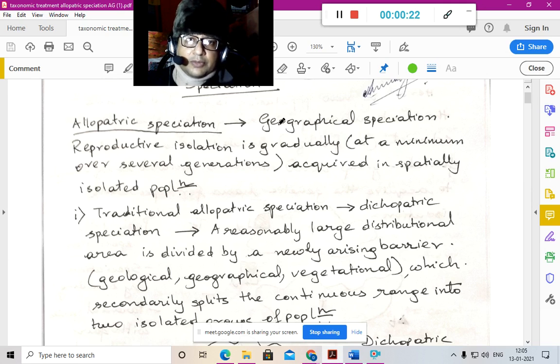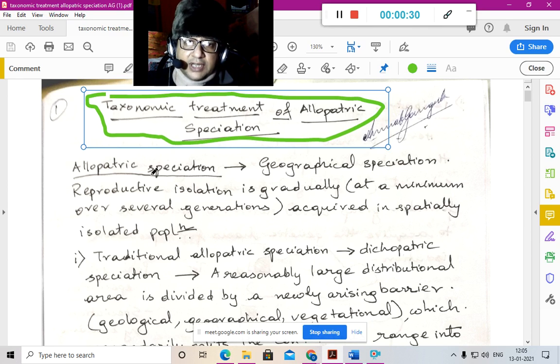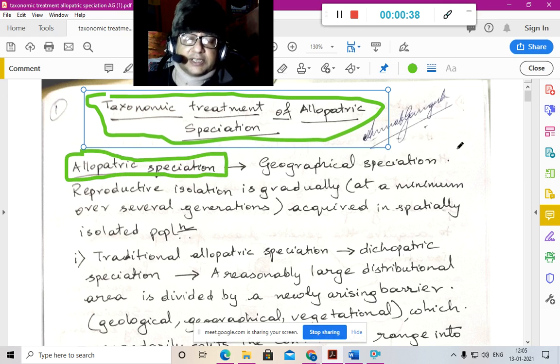The topic is taxonomic treatment of allopatric speciation. What you must learn first is what allopatric speciation is. First, what is a species? Basically, from a layman's point of view, how do you define a species?